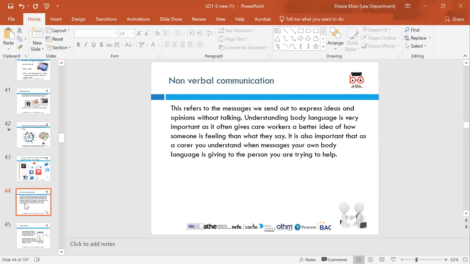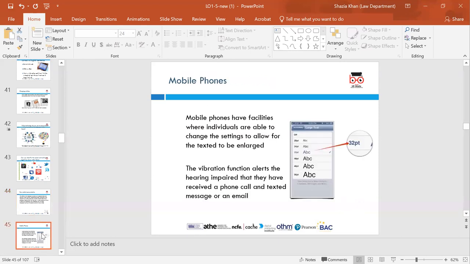Non-verbal communication. This refers to messages we send out to express ideas and opinions without talking. Understanding body language is very important, as it often gives care workers a better idea of how someone is feeling than what they say. It's also important that as a carer, you understand what messages your own body language is giving to the person you are trying to help. So, it's very, very important to understand non-verbal communication.